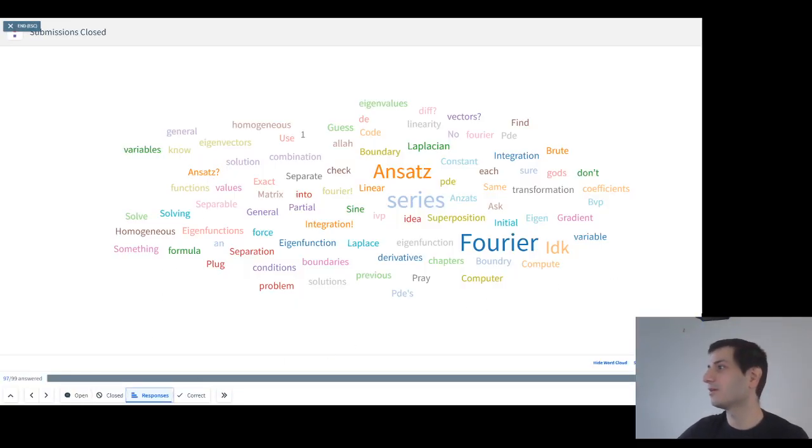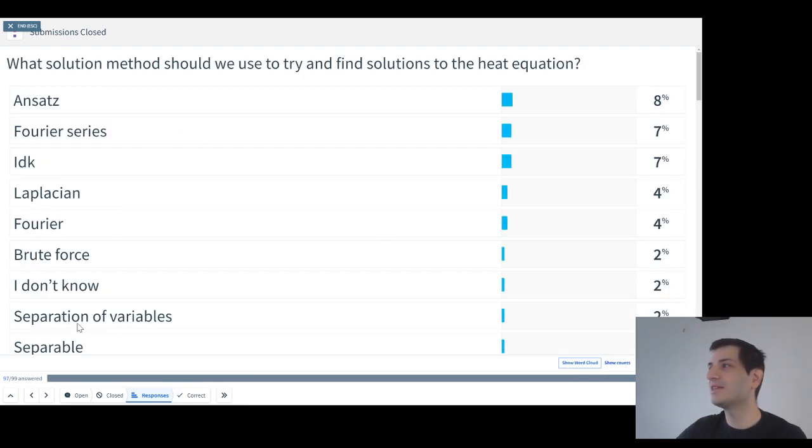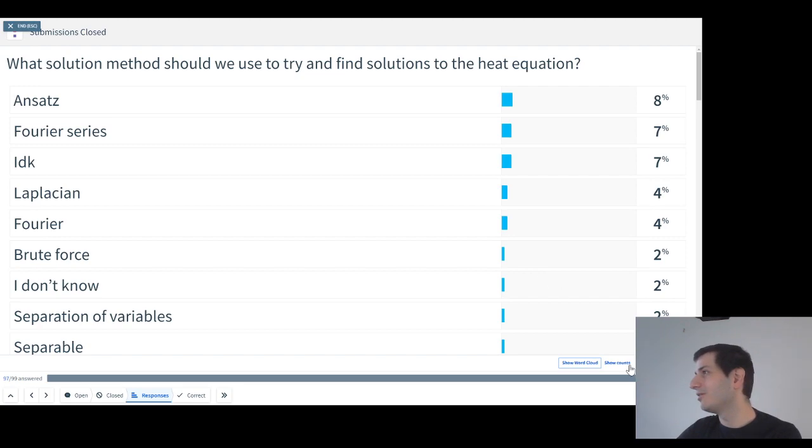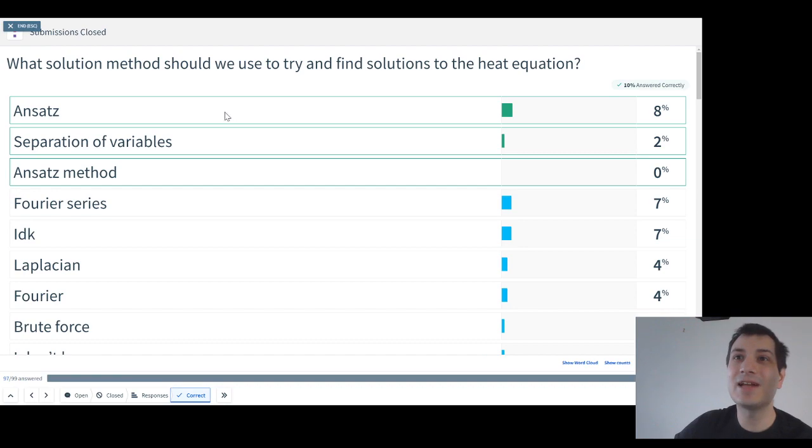What else did people say? Get rid of the word cloud. Some people said separation of variables. And I think the correct answer is an ansatz method, and it's a separation of variables ansatz.